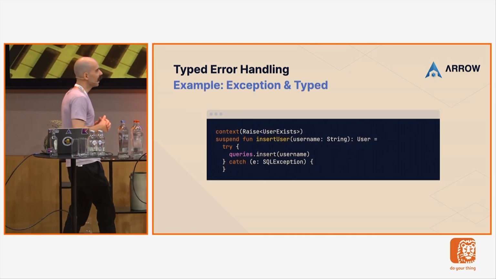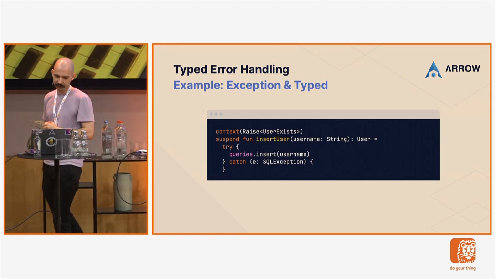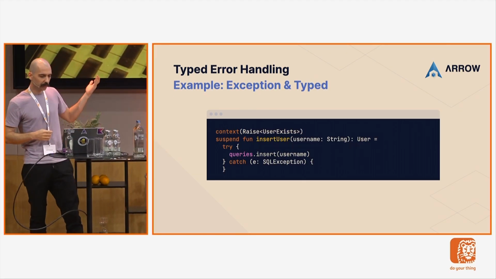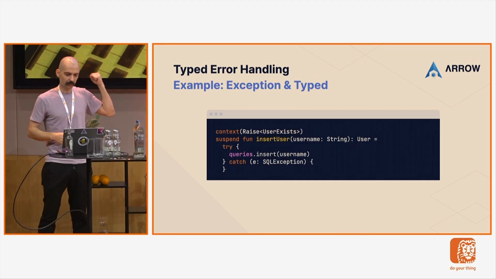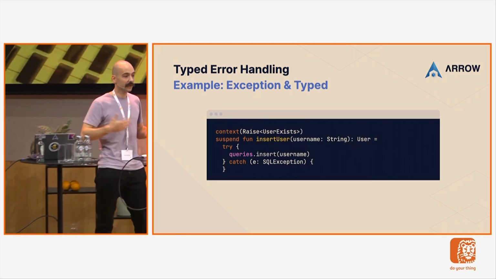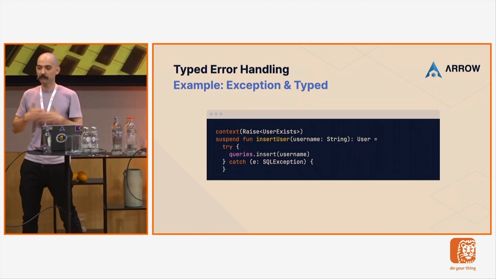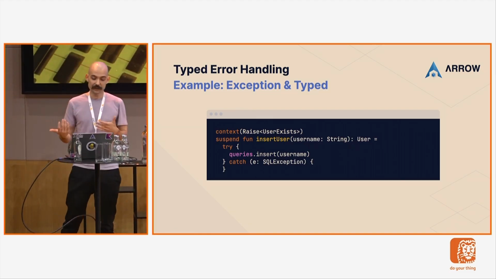So, in the example of inserting our user, let's see how we can implement that function. So here we have our insert user function from before, and at some point, if the user already exists, our database is going to throw an SQL exception, and at that point we're going to have to figure out if it's a unique violation or not, right?